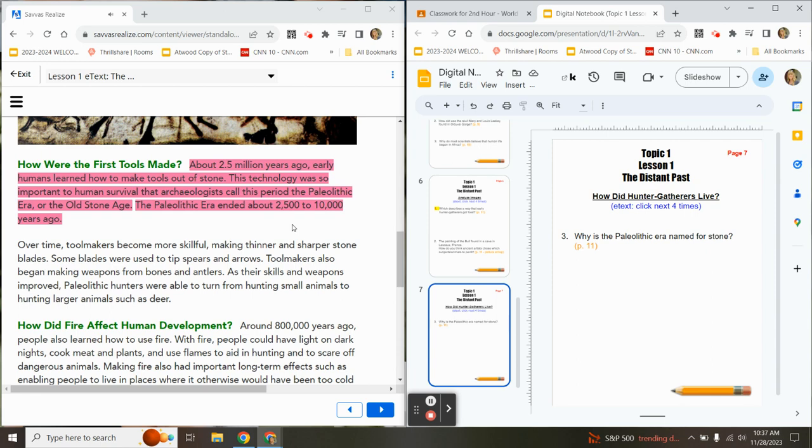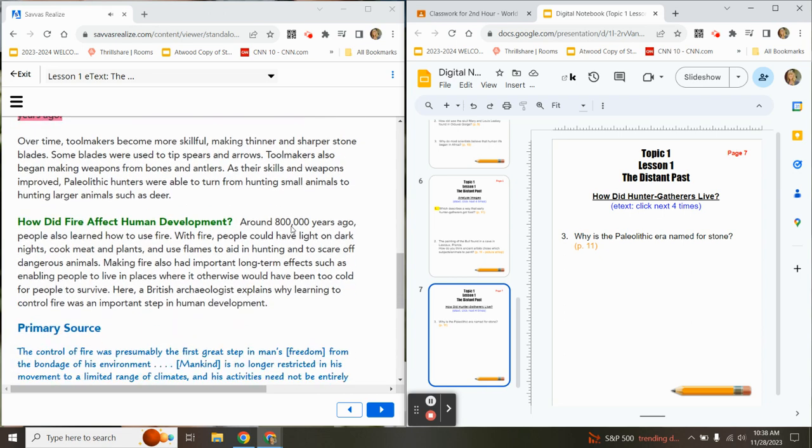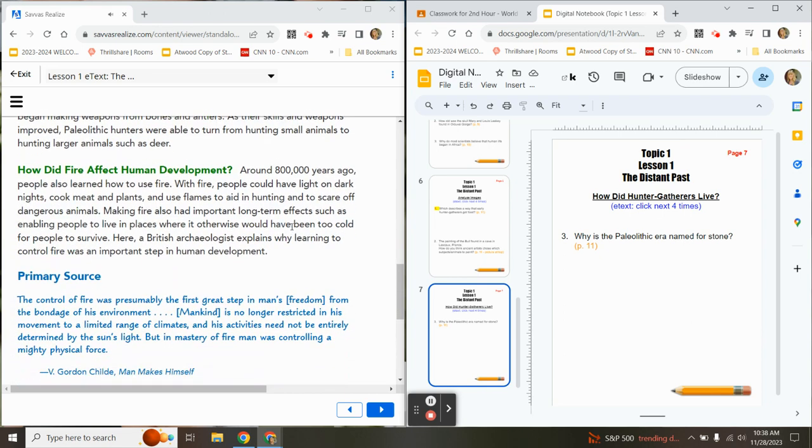Some blades were used to tip spears and arrows. Tool makers also began making weapons from bones and antlers. As their skills and weapons improved, Paleolithic hunters were able to turn from hunting small animals to hunting larger animals, such as deer.